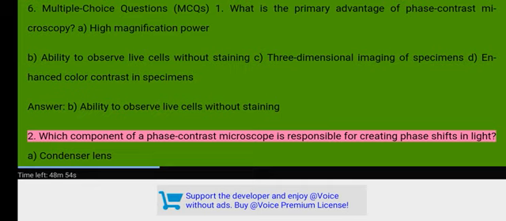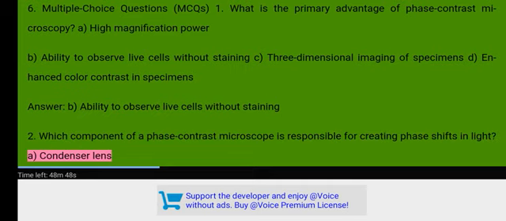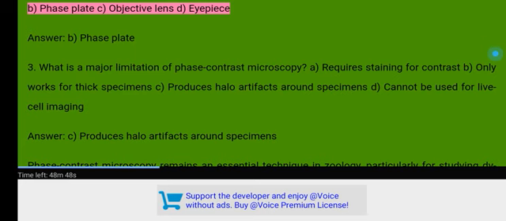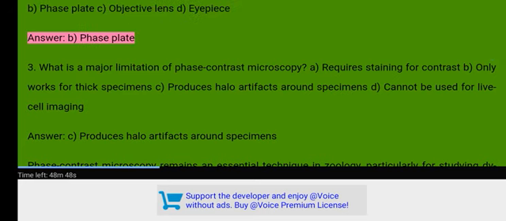2. Which component of a phase contrast microscope is responsible for creating phase shifts in light? A. Condenser lens. B. Phase plate. C. Objective lens. D. Eyepiece. Answer. B. Phase plate.